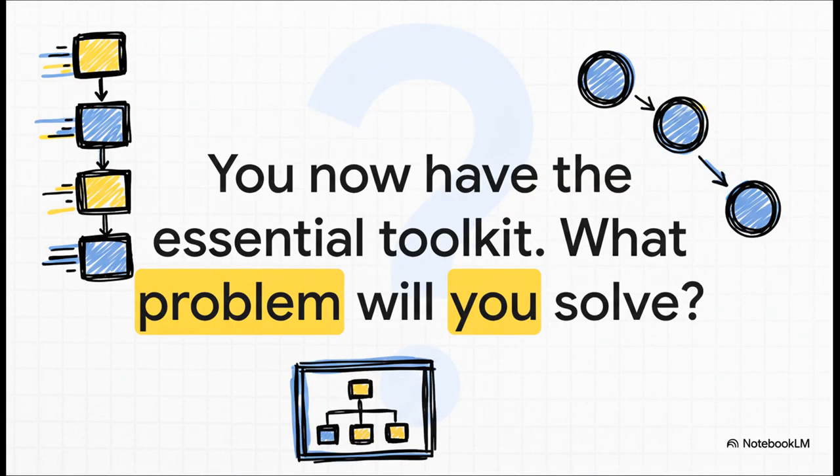So there you have it. You now have the fundamentals. You get the trade-offs. You know when to reach for an array versus a linked list or a tree versus a hash table. You've got the essential programmer's toolkit. So the only real question left is, what amazing problem are you going to go solve with it?